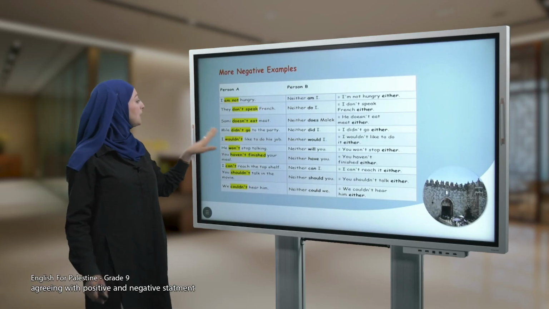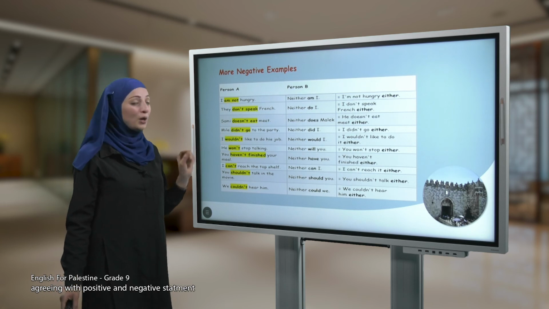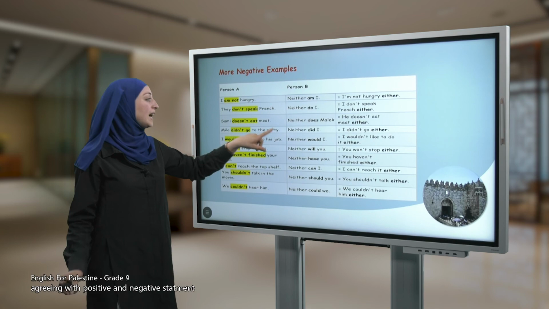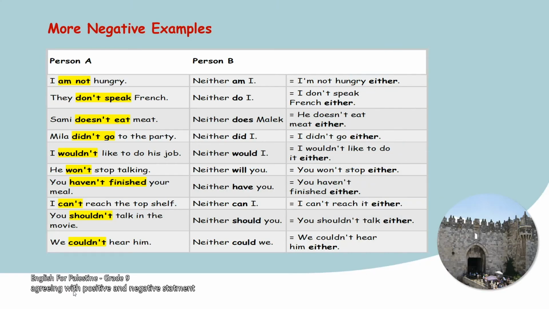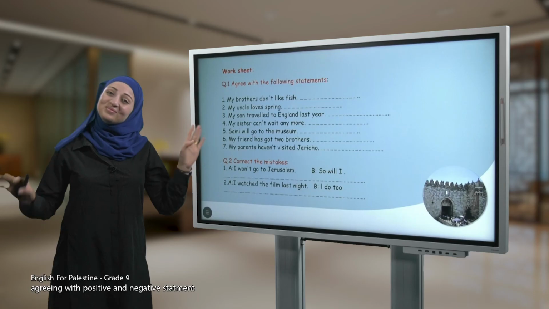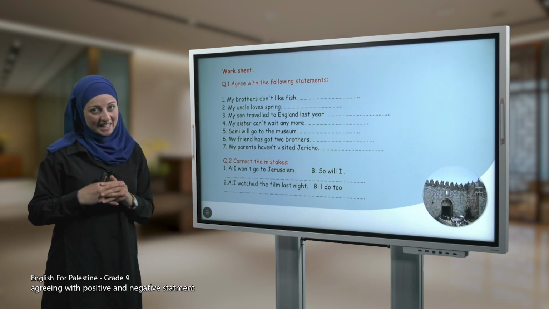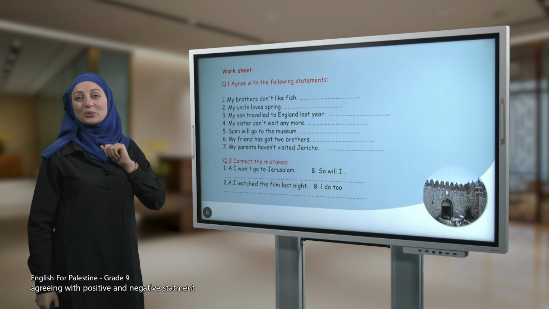Number 4, Mila didn't go to the party. How can I agree with this negative statement? I can say, neither did I, or I can say, I didn't go either. You have to continue this reading and concentrate on each example. Now we have a worksheet. You have to examine your understanding. Let's start with the first question.